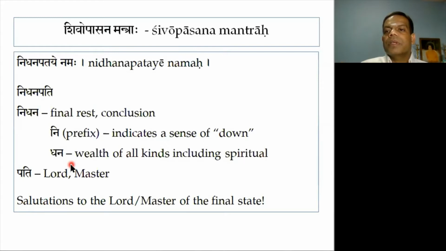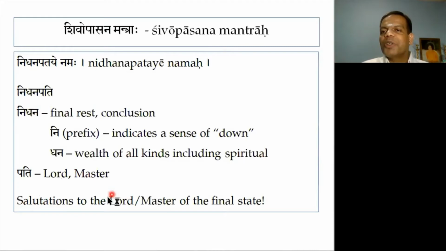So dhana is whatever we use in this world, you can say, whatever is gifted by God. Okay, so that is dhana. So nidhana means when you put all this down, when all what God has given, including our body, is just put down, settled, that state is called nidhana. Okay, so when does it happen? The final rest is when we die. We have done all the work, now we take rest. So that is the state of nidhana.